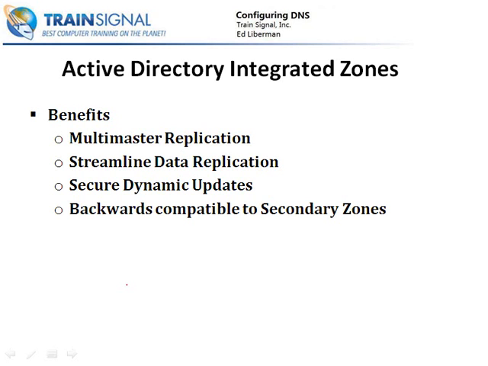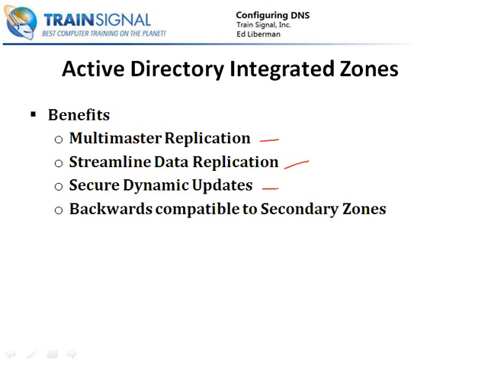Active Directory integrated zones have many benefits. One of them that I mentioned a moment ago is the multi-master replication. We no longer have that single master, so we don't have a single point of failure anymore. We have streamlined data replication because instead of having a DNS database where replication is traveling around to the different DNS servers and an Active Directory database where replication is traveling all around, we now have put both the DNS and Active Directory databases together and replicate them all together as one.